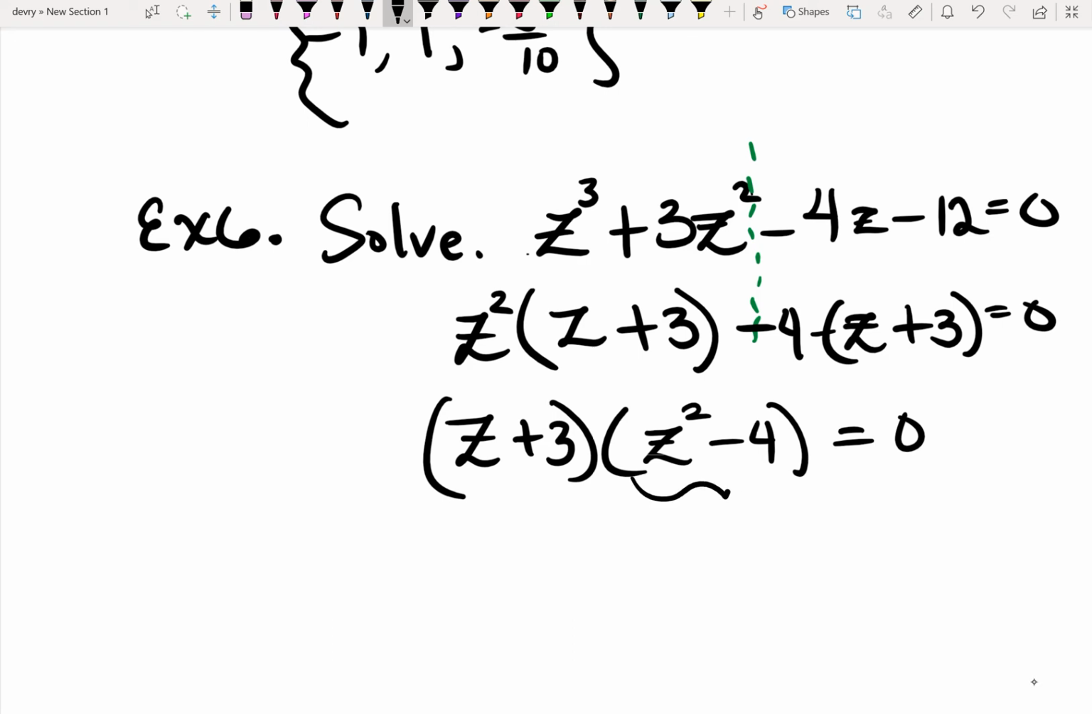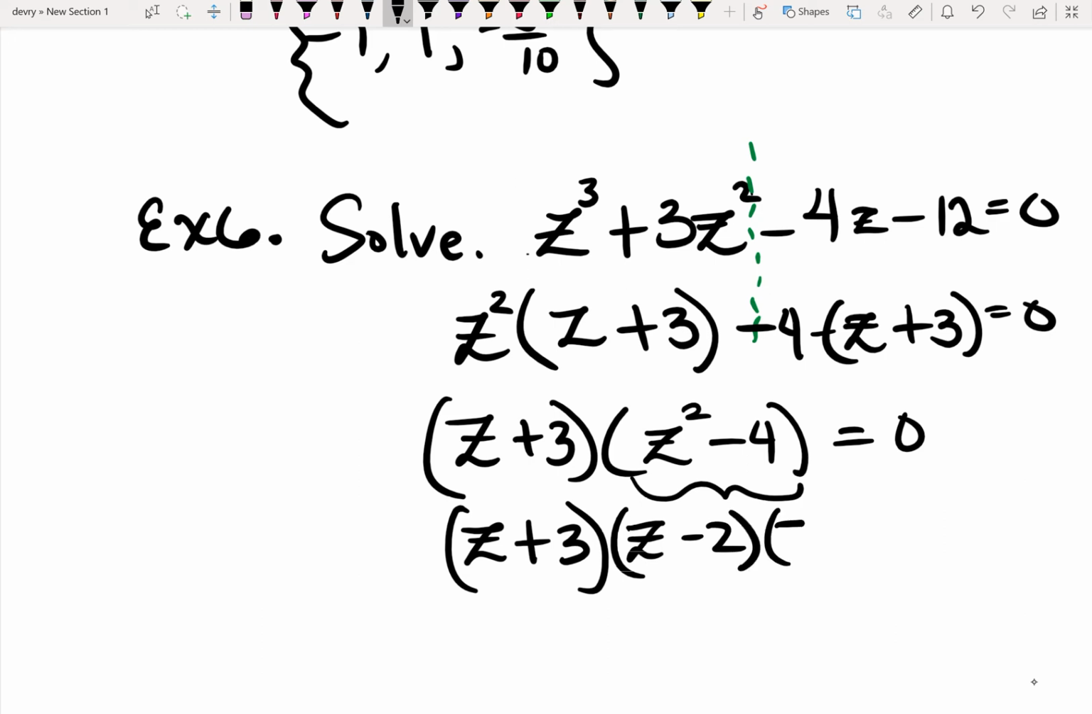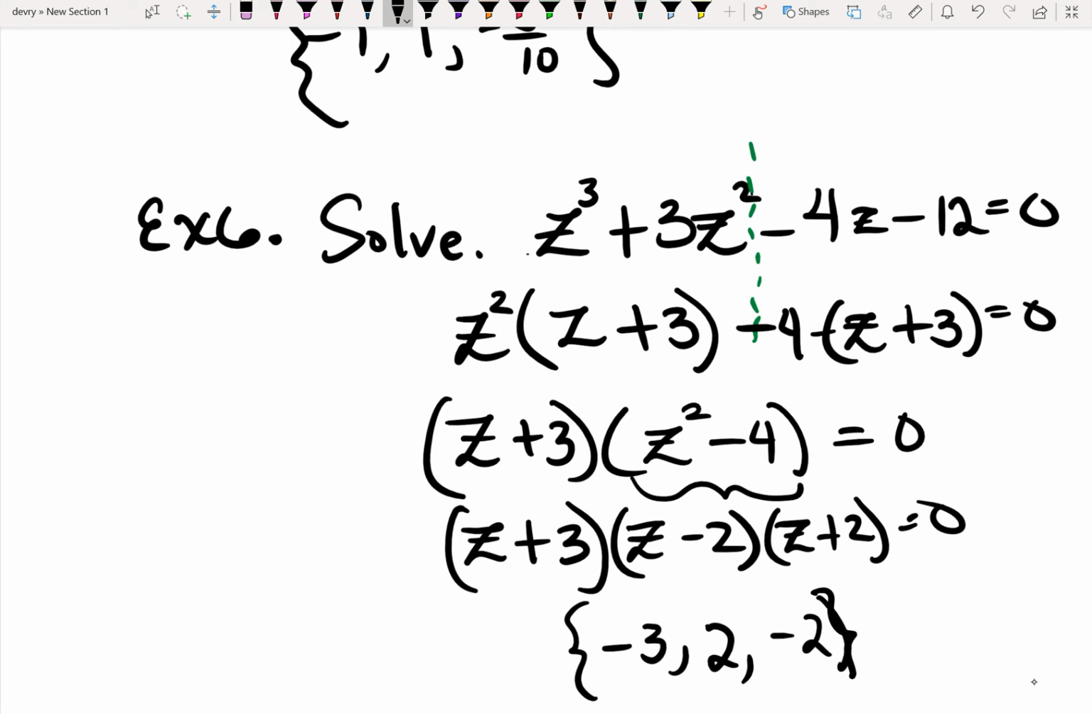Keep in mind this can still be factored further because it is a perfect square minus a perfect square, so we can use a minus b, a plus b. So in this case, z minus 2, z plus 2 equals 0. Now if we test it and plug them in, you see that we have 3 solutions. So in this case, the solutions are -3, +2, -2. Okay? And that is your solution set.